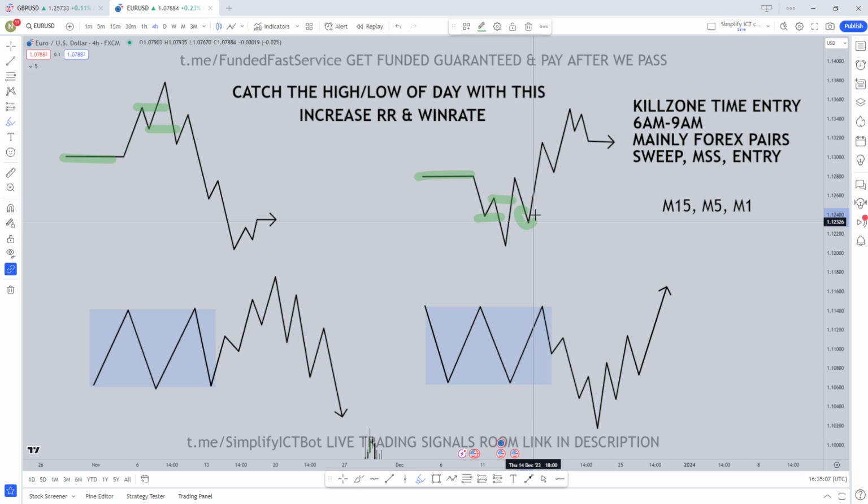And then as you can see, we get that retracement, a second retracement, and then price moves to make the high of the day. But as you can see, we're going to aim to catch the low of the day in a bullish environment and the high of the day in a bearish environment. So let's get straight into it.